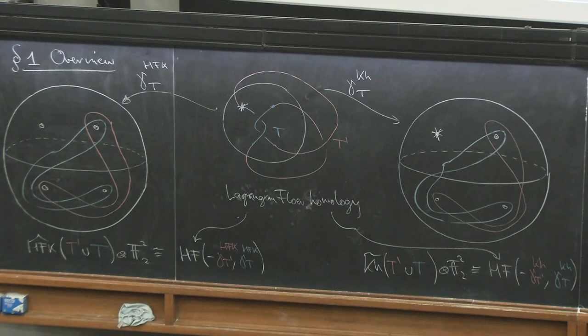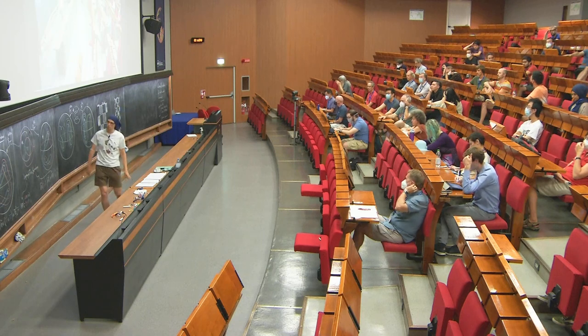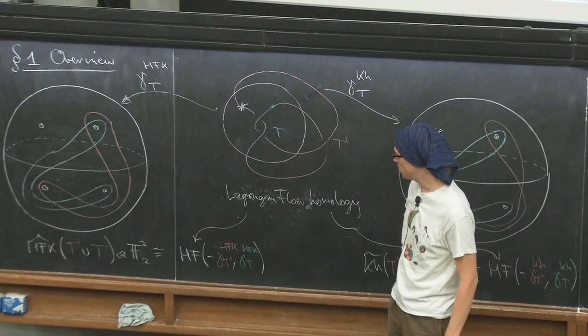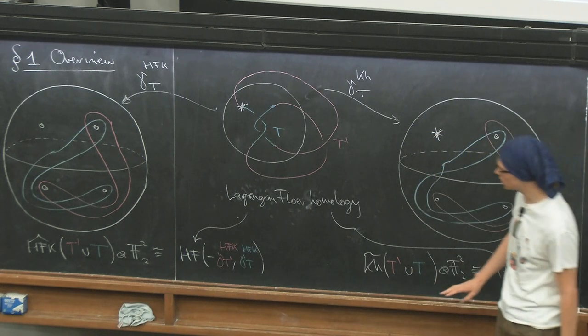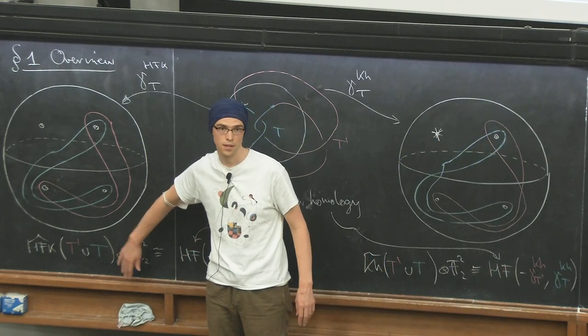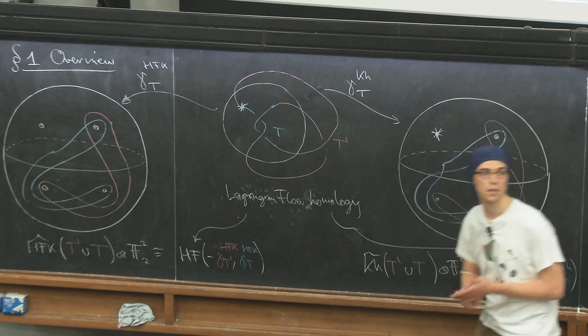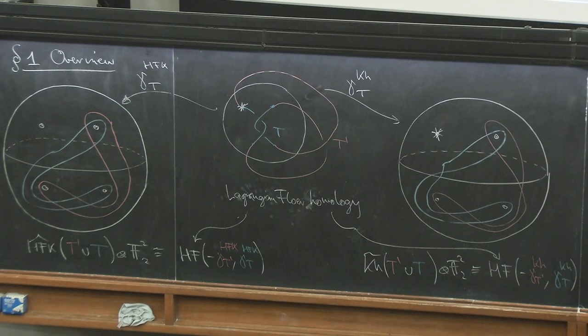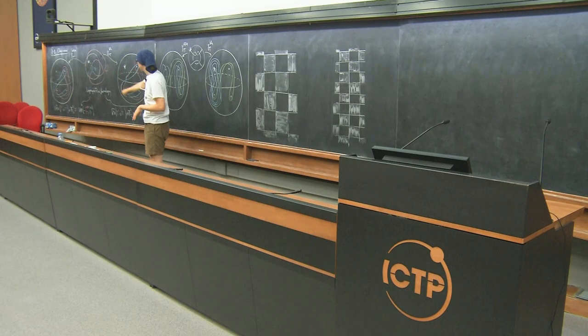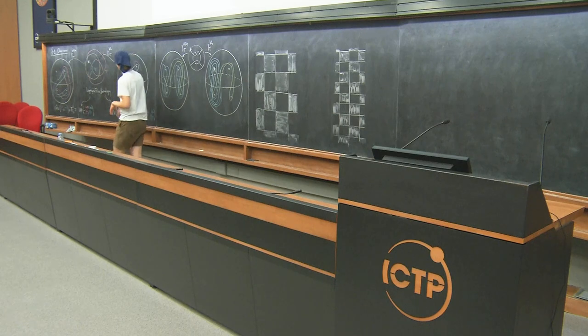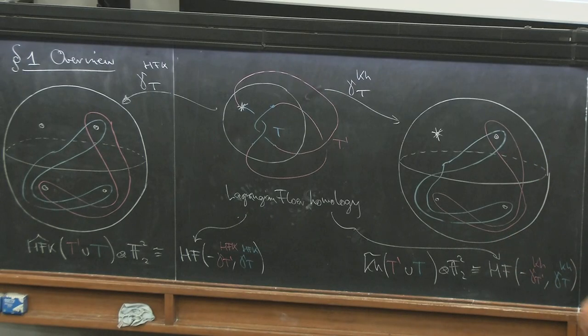Yeah? Do you insist that the closure of the union is a knot? No, this could also be a link, and this could also be a link. And then in the case of a link, you would drop this factor. Then you get link Floer homology. Yeah, good question. Yes, you can make this work with gradings, but I'm not going to talk about gradings. But there are bigradings, and you can make this work with relative bigradings on the knot Floer homology side and with absolute bigradings on the Khovanov side.